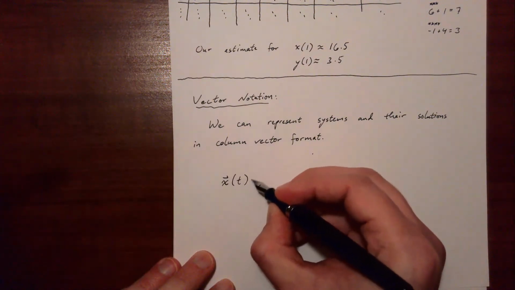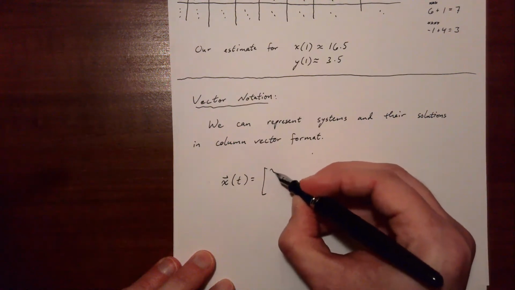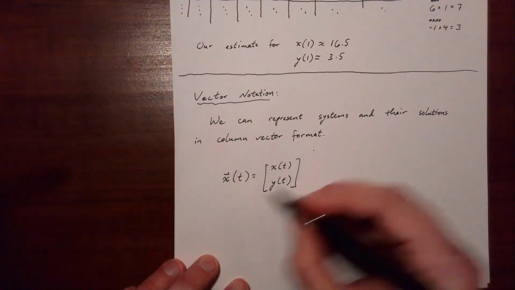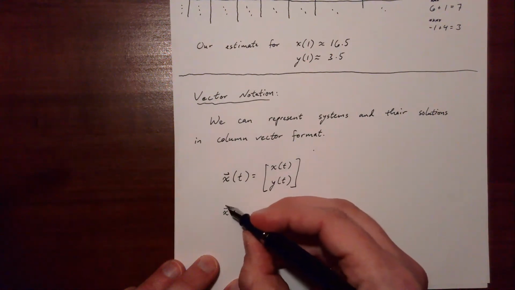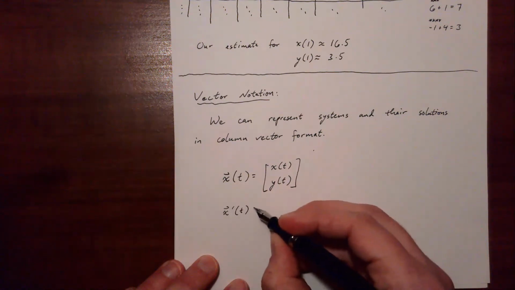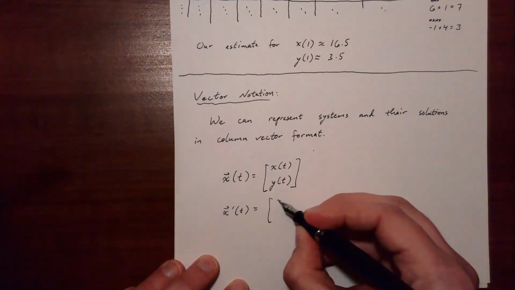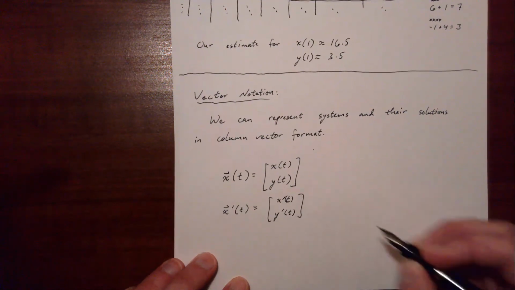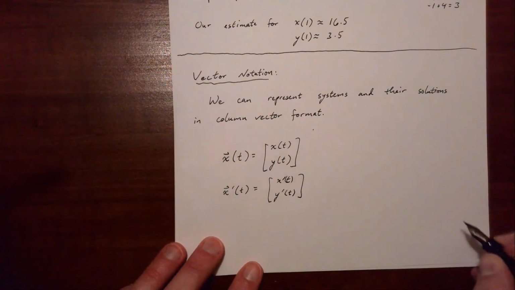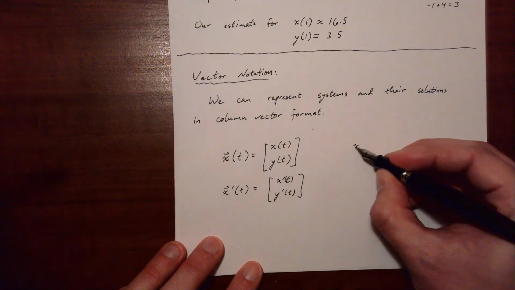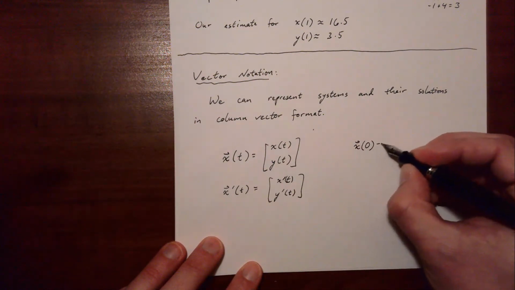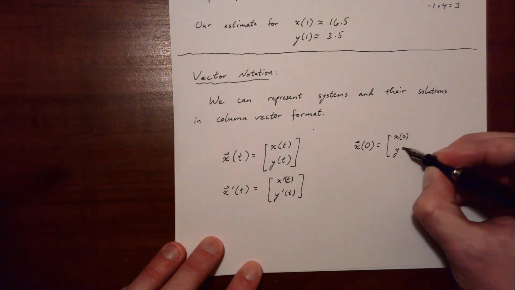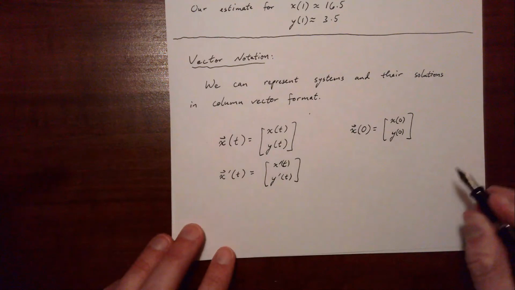So x of t represents the column vector x of t, y of t, and then x prime of t, or dot, either way, represents the column vector x prime of t, y prime of t, and initial conditions could be represented as x of 0, y of 0, like so.